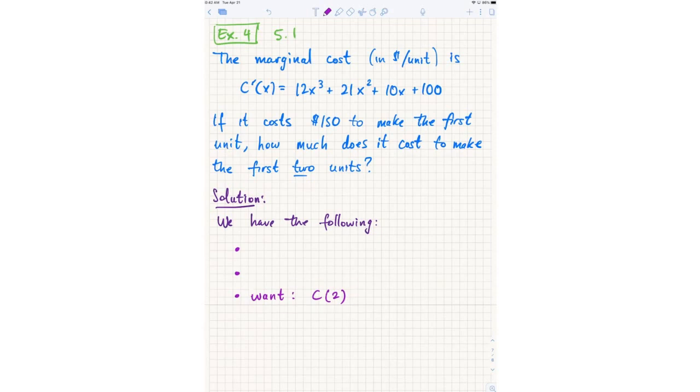Okay, so we're given the marginal cost, or in other words, we're given the fact that the derivative of the cost is this function. And we're given one other piece of information. You're given C of 1, right? It says if it costs $150 to make the first unit. In other words, that is actually telling us that C of 1 is equal to 150.